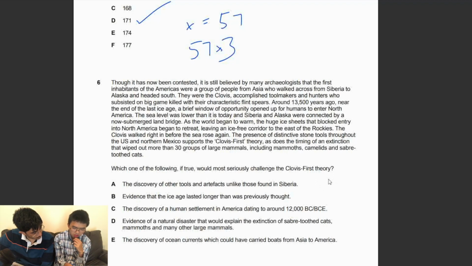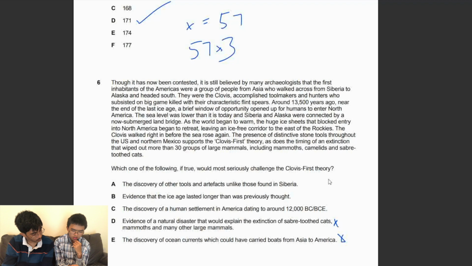So that could potentially be one, because if they found different tools in Siberia, that means they probably didn't originate from Siberia. Ice Age lasted longer. So the Ice Age lasting longer than previously thought, well, it would still end, so people would still have a chance to get through. A discovery of a human settlement. C is also one, because it's 12,000 versus 13,000. Definitely not E, probably not D. I'm going to go with C.